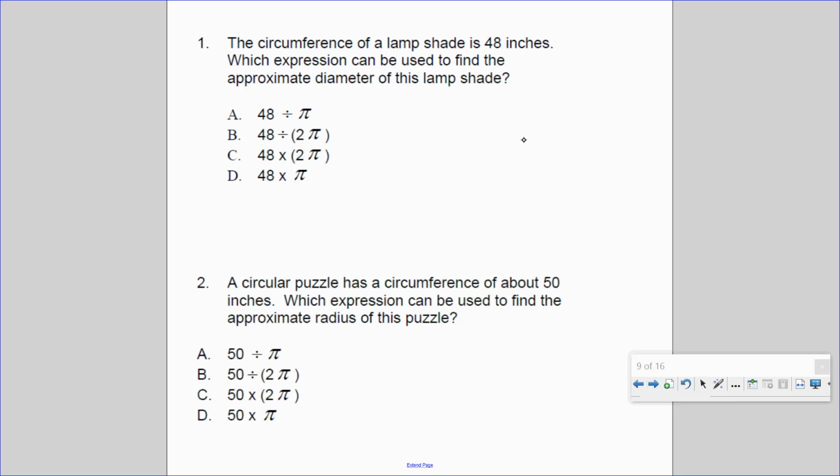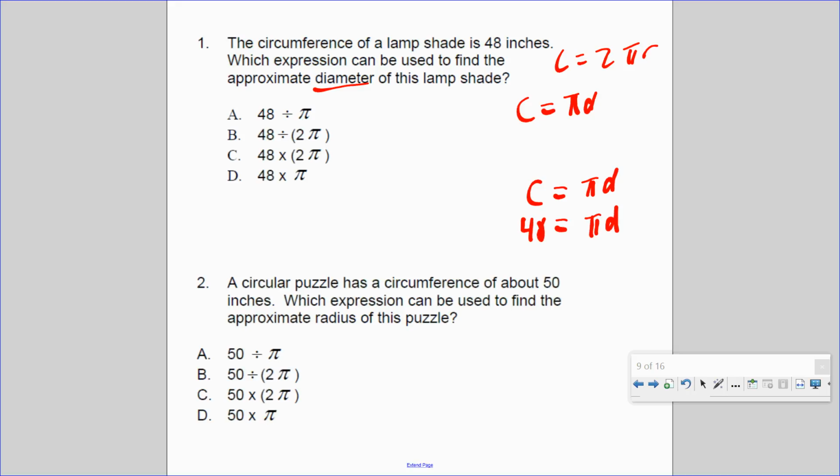So the circumference of a lampshade is 48 inches. Which expression can we use to find the diameter? So which formula should I use? C equals pi d or C equals 2 pi r? Well, since this is about diameter, we're going to be using this formula. So this is working backward. Substitute the circumference with 48. I want to find the diameter.